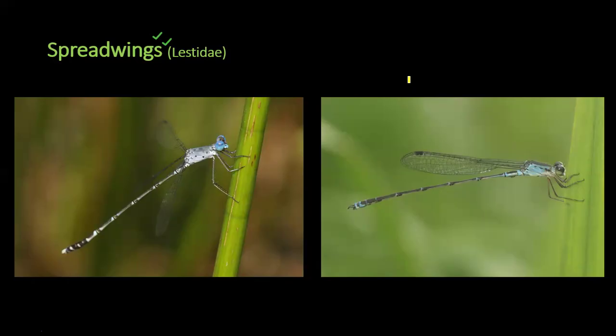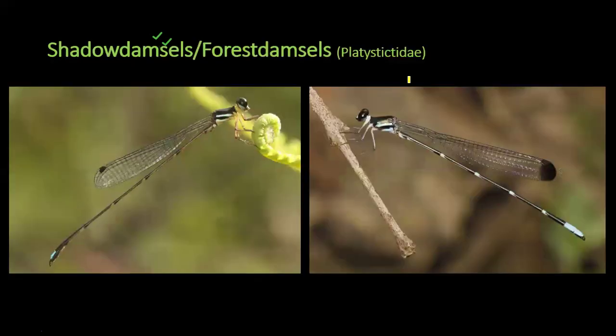You can see them resting in any habitat. Another major group that you don't really see in large numbers is again the shadow damsels or the forest damsels, known as family Platystictidae. These are generally dark colored insects, dark colored damselfly species.